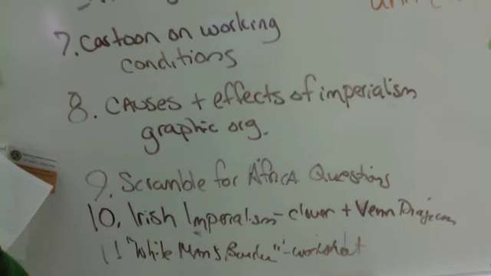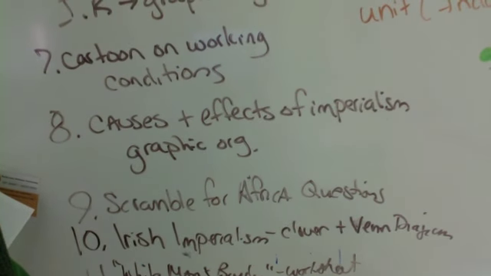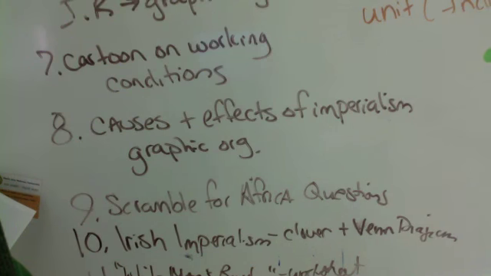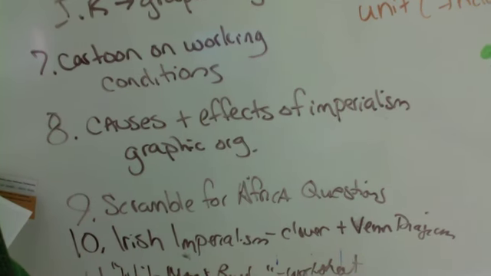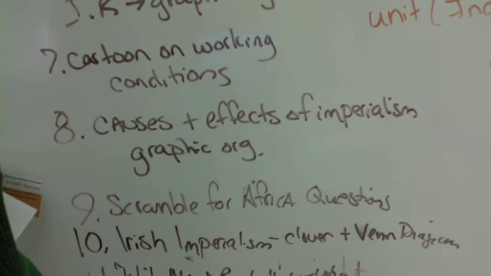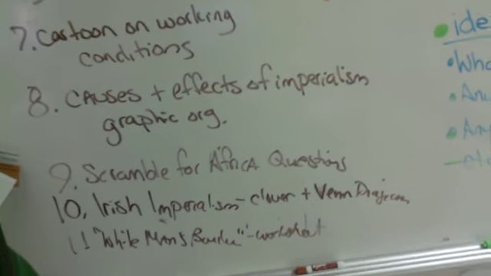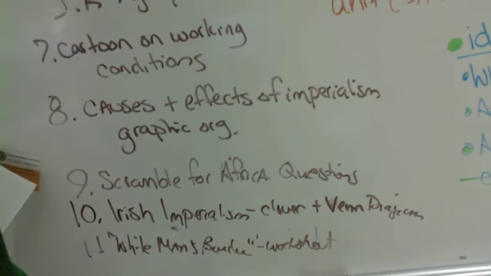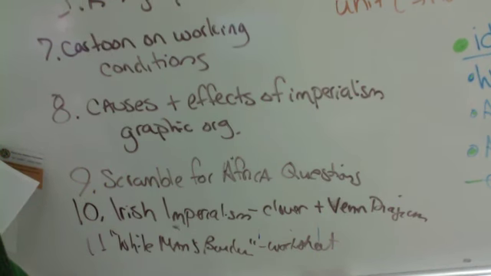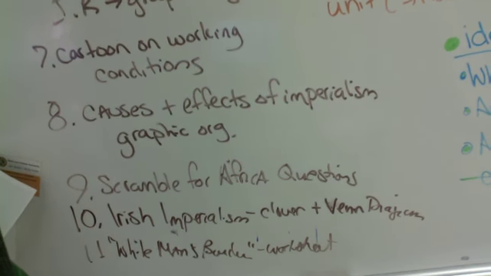Number 10 was on Irish imperialism. You filled in notes inside a clover, and then you completed a Venn diagram comparing imperialism in Africa with imperialism in Ireland. And number 11 was the white man's burden. There was a worksheet with questions based on the poem.